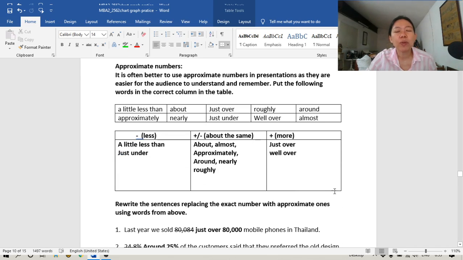And next, we move on to approximate numbers. So in this exercise, I have asked you to put the following words into the correct columns in the table. So for something that is less than, we use just a little less than or just under. For something that is about the same, we use almost, about, approximately, around, nearly, or roughly. And then for something that is more, we use just over or well over.